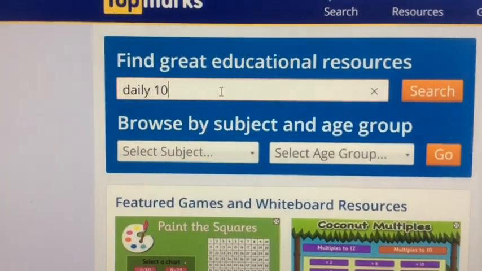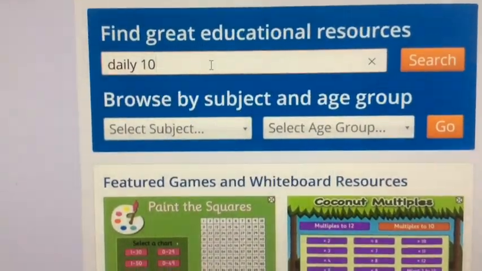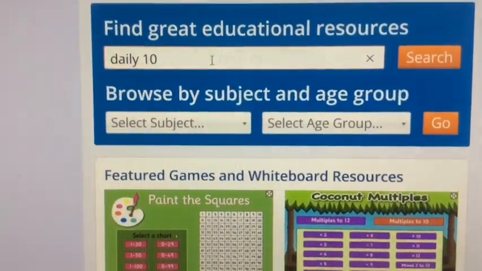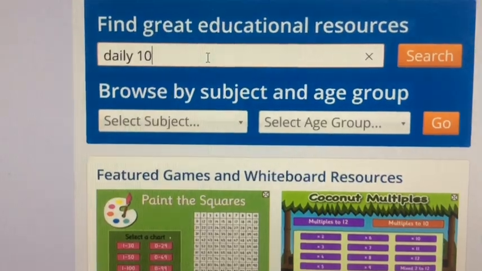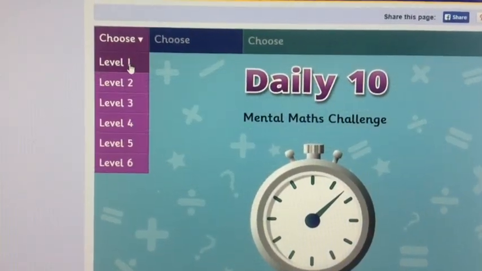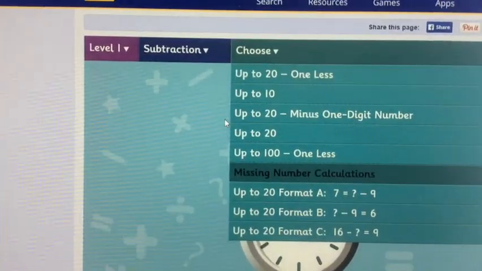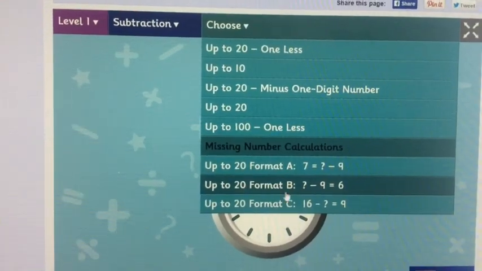Back to top marks and subtraction. Remember to type in daily 10 in your search and number down to 10 on your squared paper. You need to choose level 1 again, subtraction, but today you're going for format B.